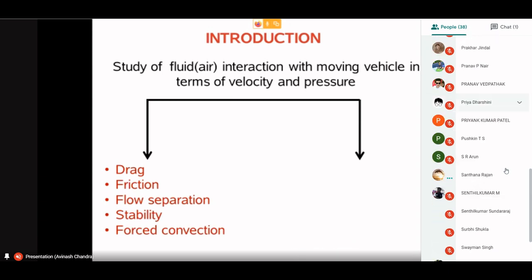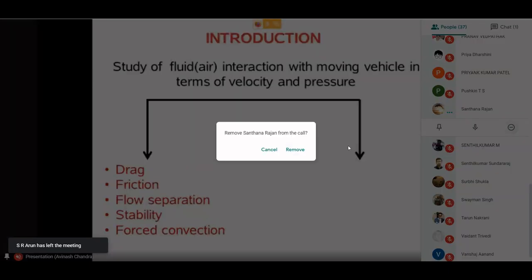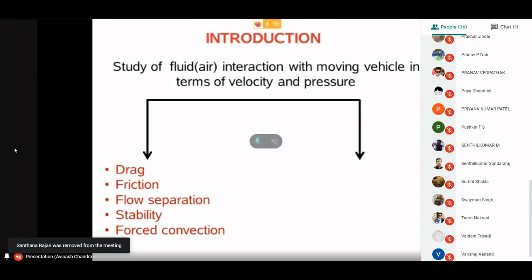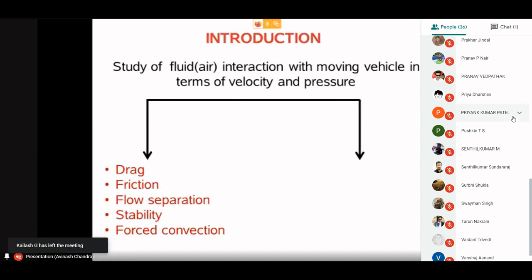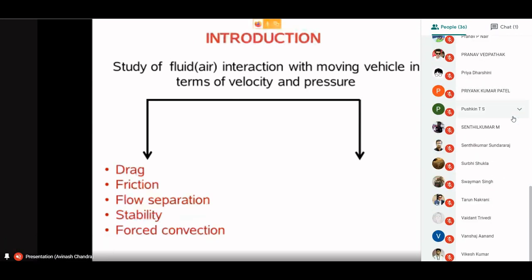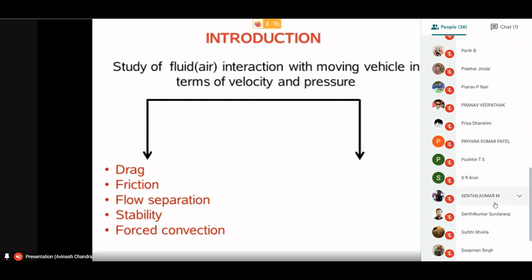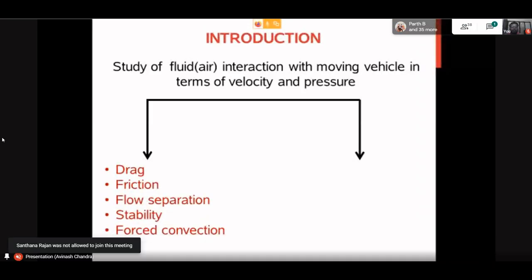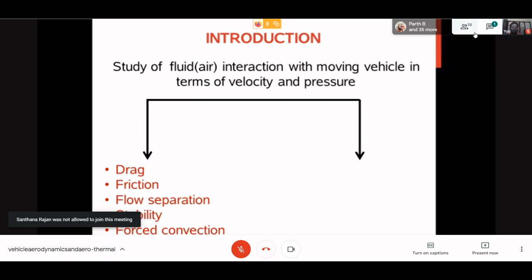Then stability. This is very important because aerodynamic forces are very strong, especially at high speeds. For example, if we are traveling at a speed of 200 kilometers per hour, or 150, or if you talk about Formula One cars, they go up to 300 or 350 kilometers per hour. Stability at that time is very important, so that the vehicle should stick to the ground.